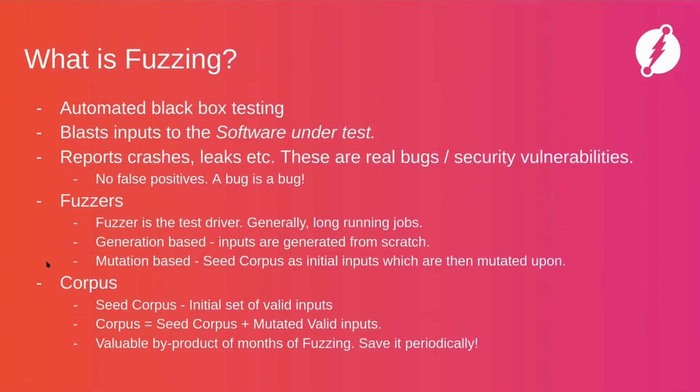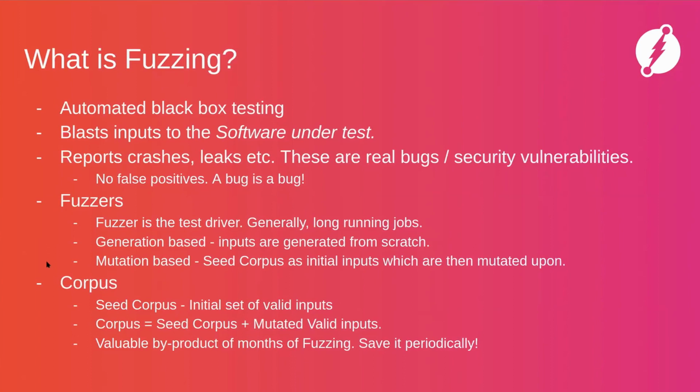So many of you might have heard about fuzzing, and what I generally understand is that people think of fuzzing as randomized testing. This is only partially true. So let me give you a framework or a definition of fuzzing. Fuzzing is an automated black box testing methodology. All it does is blast input to a software that you want to test and look for crashes or leaks or any errors that your software might report.